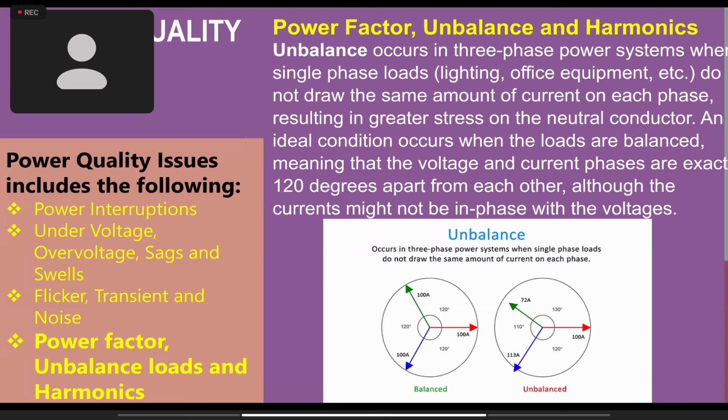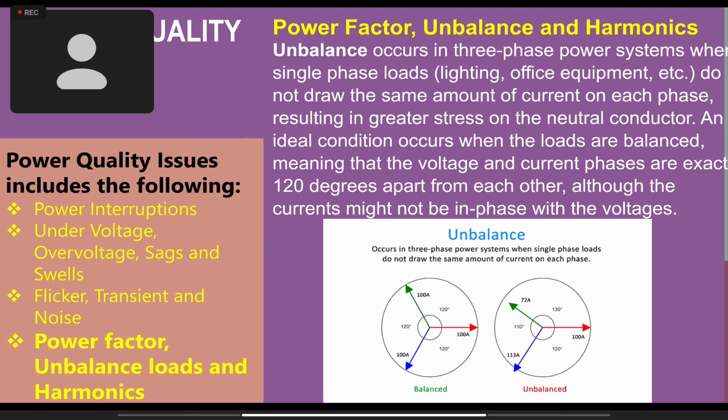So, when do we see an unbalanced system? Unbalance occurs in a three-phase power system when single-phase loads such as the lighting, office equipment, and other single-phase utilization equipment do not draw the same amount of current on each phase. Although, wala pa akong nakita na nagkaroon talaga ng system na 100% balance. It is always unbalanced. Siguro mga unbalanced niyan, hindi lang malaki. Siguro mga 10% or 20% unbalanced.